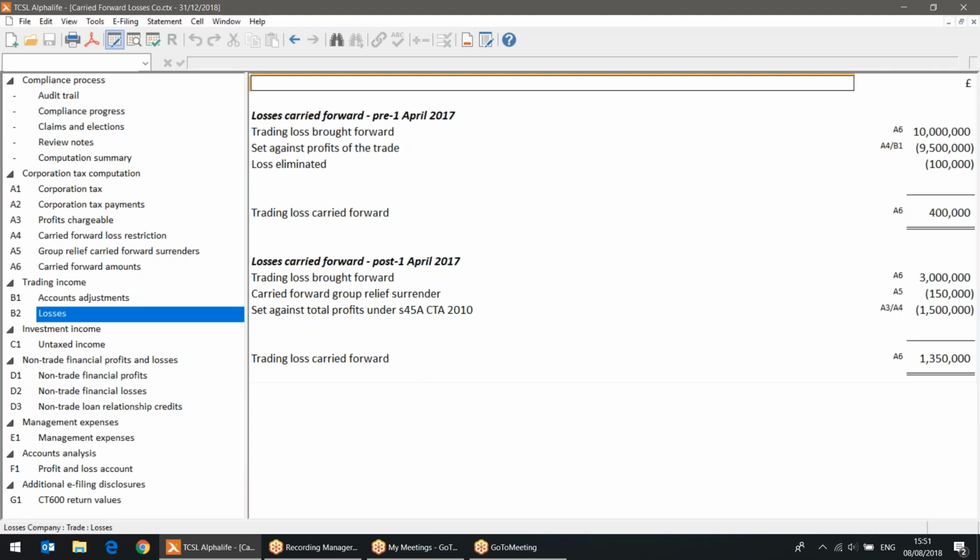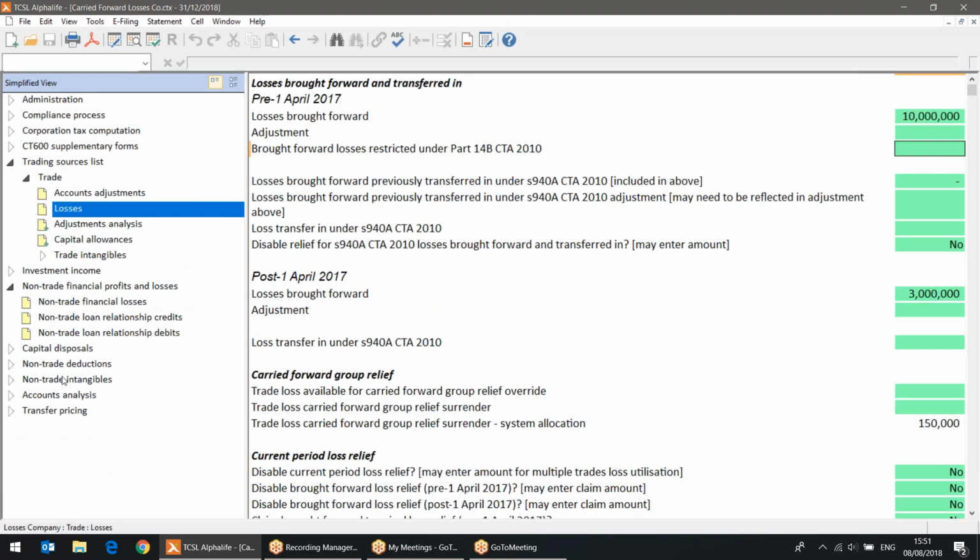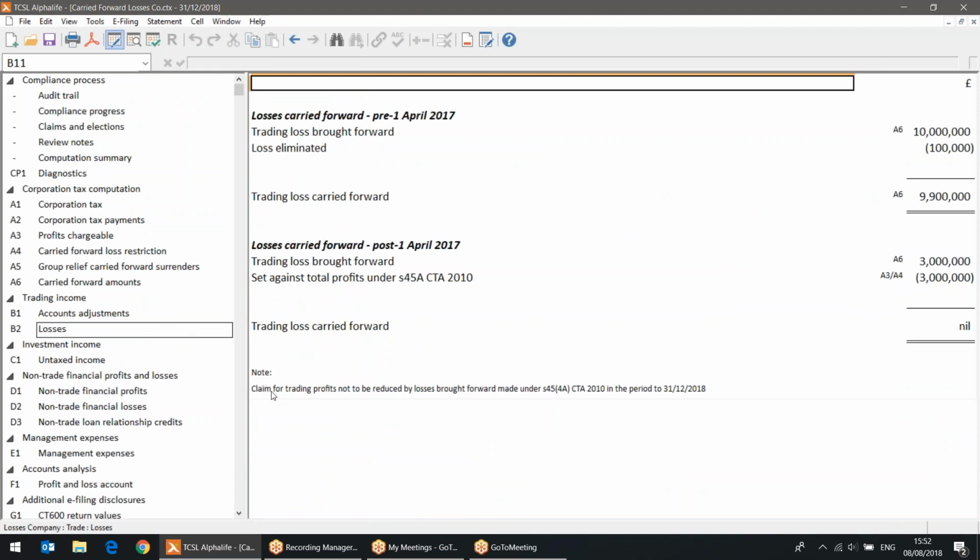now includes a new subsection 4A, which allows a company to claim to reduce the amount of the brought forward loss offset. In Alphatax, you will now see a new input on the trade losses input statement that allows you to achieve this. Entering yes or an amount into this box will reduce the loss relief applied in report mode and produce a claim note referring to that section.